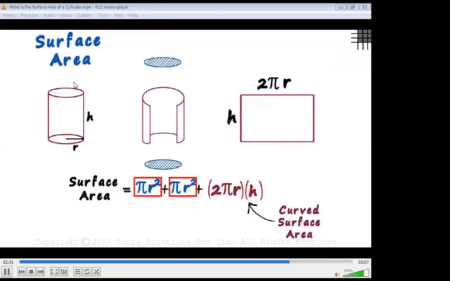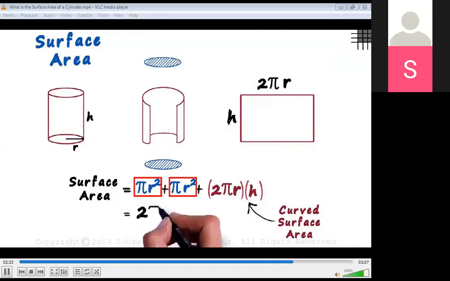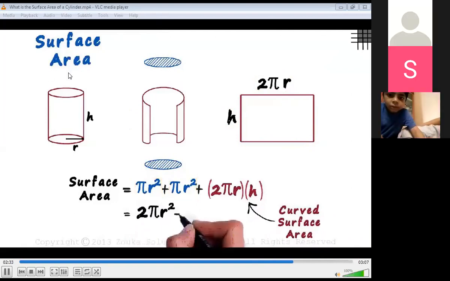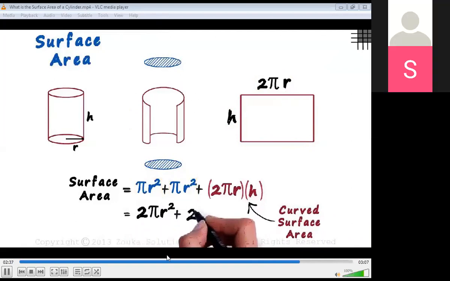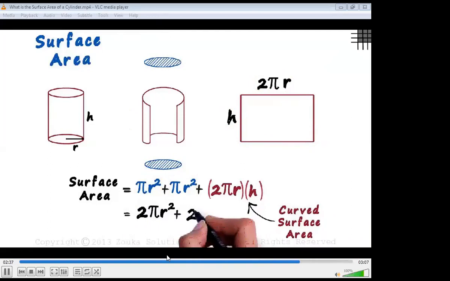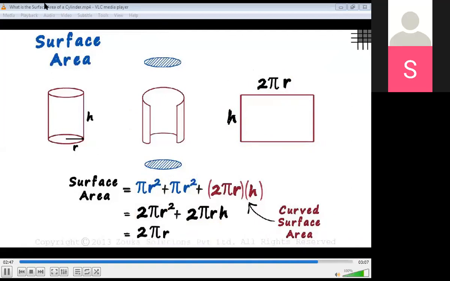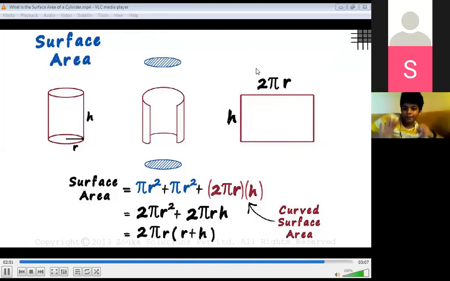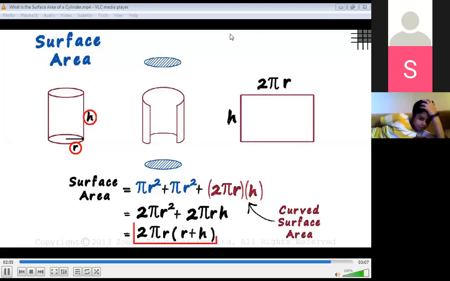Adding these like terms, we get 2 pi r squared and we write 2 pi r h as is. 2 pi r is common to both the terms. So we write the final formula as 2 pi r multiplied by r plus h. If we are given the radius of the base and the height of the cylinder, using this formula, we can find out its total surface area.